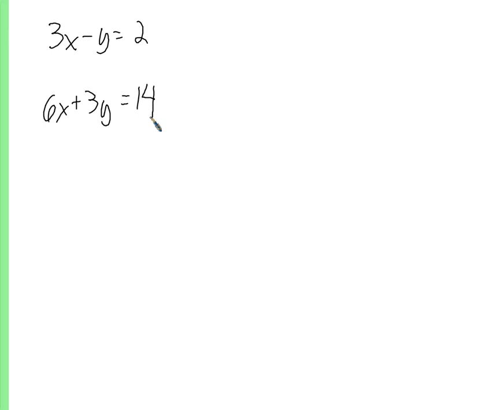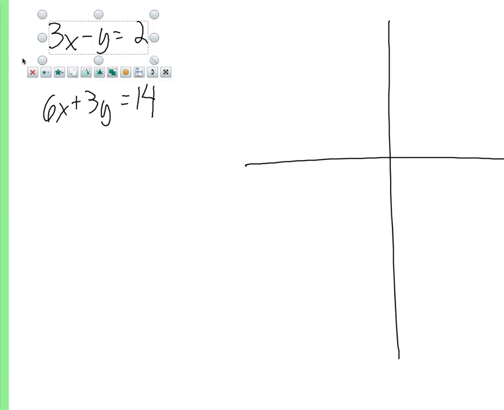Where will those graphs intersect? Naturally, we could graph both of these. It wouldn't be too hard to plug in 0 for x and 0 for y in both of these. Okay, so 0 for x here. Maybe I'll color-code them. This one red. Tell the difference. Okay, put in a 0 for x, and I get y is negative 2. And 0 for y, I get x is 2/3.